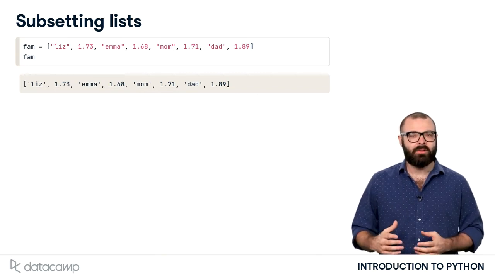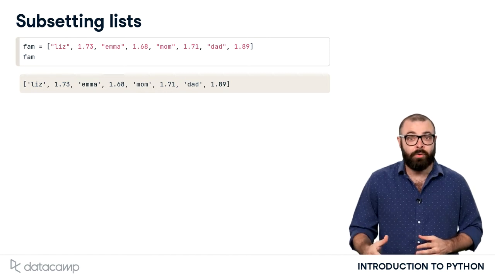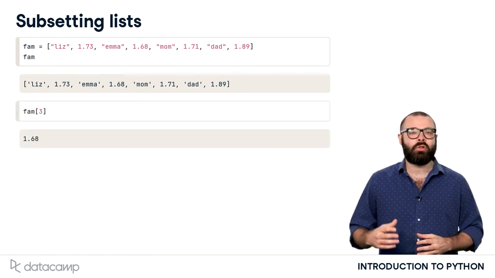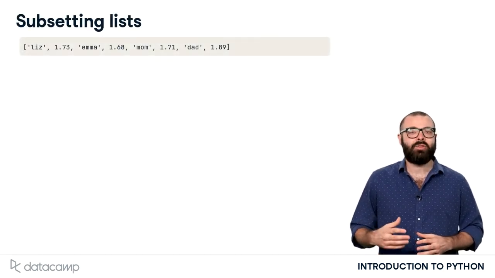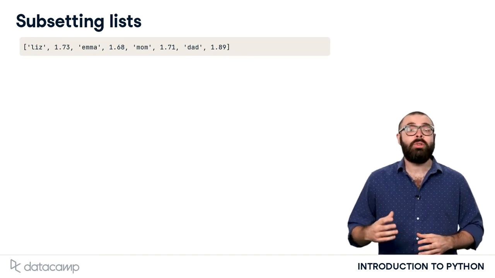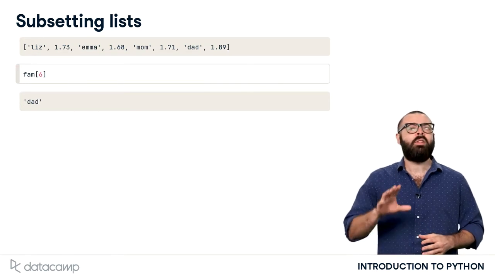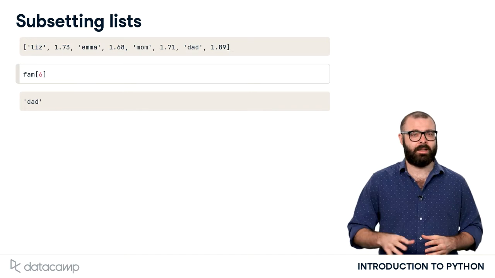Suppose that you want to select the height of Emma, the float 1.68. It's the fourth element, so it has index 3. To select it, you use 3 inside square brackets. Similarly, to select the string dad from the list, which is the seventh element in the list, you'll need to put the index 6 inside square brackets. Now, the fact that the index starts at 0 is called zero indexing.